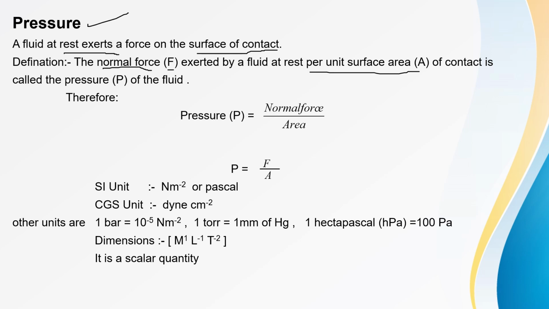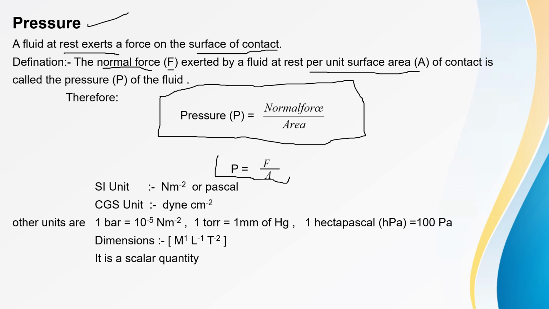P is equal to normal force upon area, that is P = F/A, where F is the normal force and A is the surface area of contact. Now the SI unit of pressure is Newton per meter square or Pascal. We know that 1 Pascal is equal to 1 Newton per meter square, and the CGS unit is dyne per centimeter square. Other units of pressure are bar, where 1 bar is equal to 10^5 Newton per meter square. 1 torr is equal to 1 millimeter of Hg, and 1 hectopascal is equal to 100 Pascal.